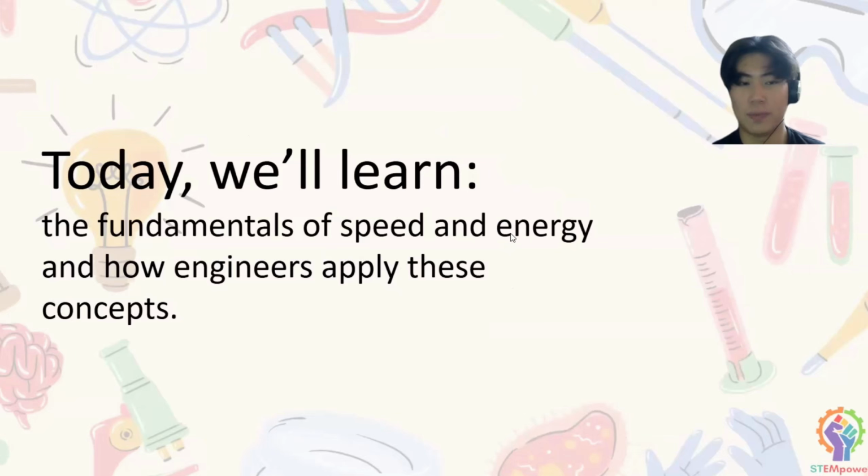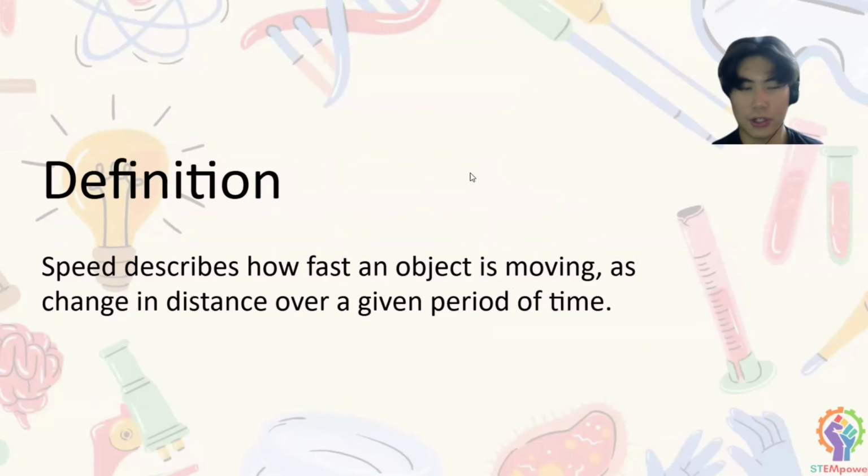Today we'll learn the fundamentals of speed and energy and how engineers apply these concepts. By definition, speed describes how fast an object is moving as change in distance over a given period of time. So point A, point B, say that's 50 feet. You cover 50 feet in 2 seconds, and you divide those two numbers, so you get 25 feet per second.